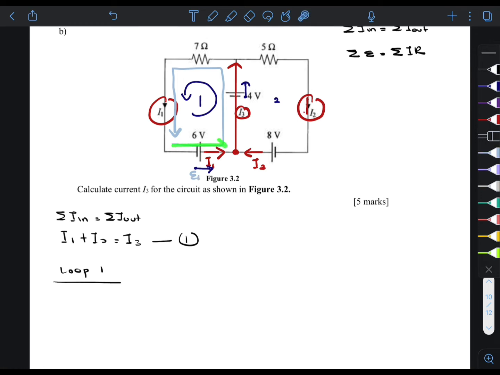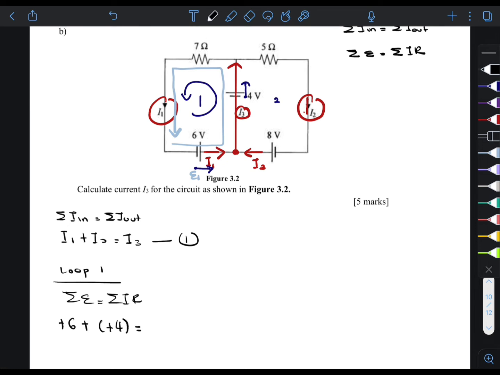Saya punya direction of EMF 1 dengan direction of loop saya sama, same direction. So saya panggil dia positif. So summation EMF is equals to summation IR. I'm going to have 6 volt positive campur dengan, and then next I have my EMF yang kedua going upwards. The second EMF is going upwards and the loop is also going upwards along the EMF. So positive 4 dekat sini.